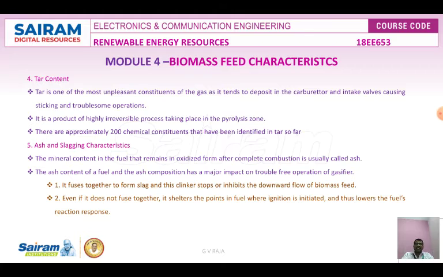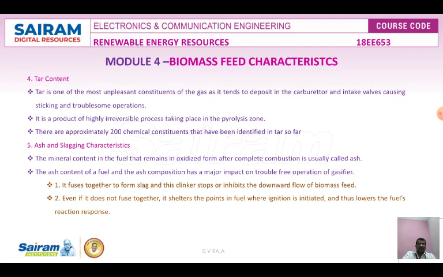Ash and slagging characteristics. That means the mineral content in the fuel that remains in oxidized form after combustion. The final product of combustion is nothing but ash. The ash content of the fuel and the ash composition impact the trouble-free operation of the gasifier.